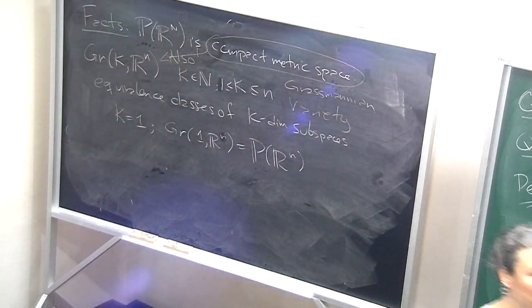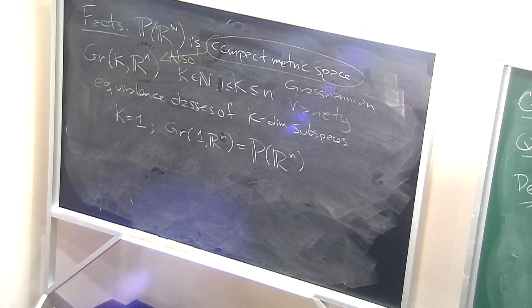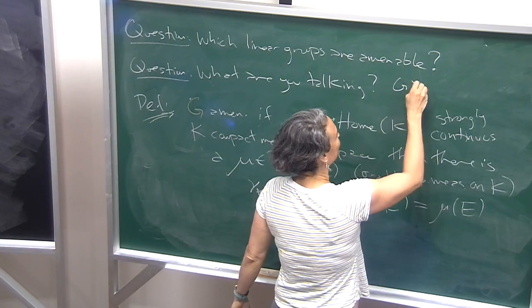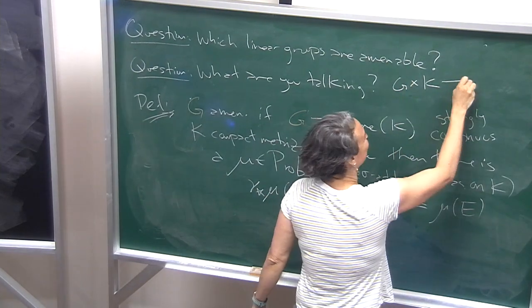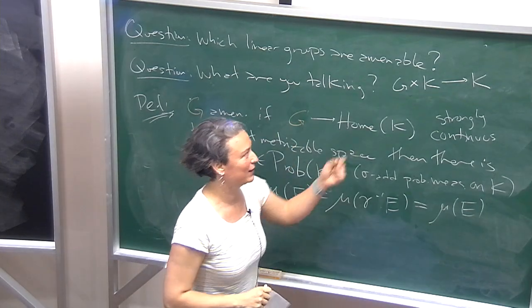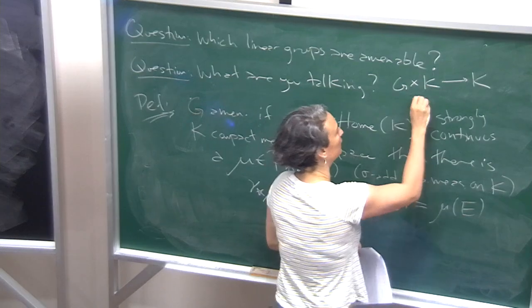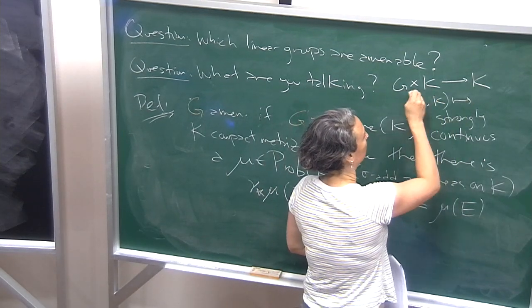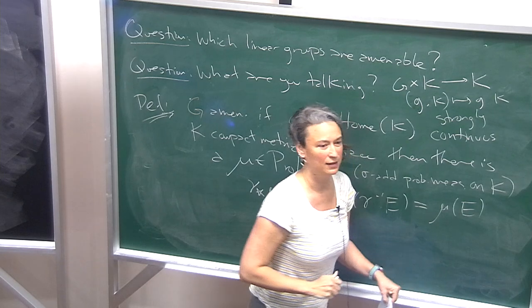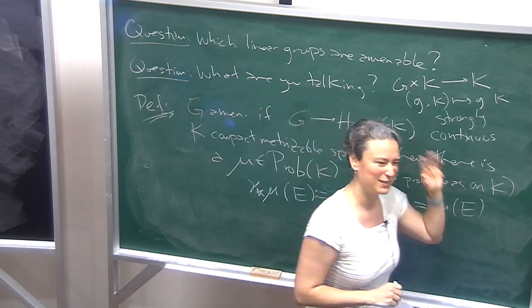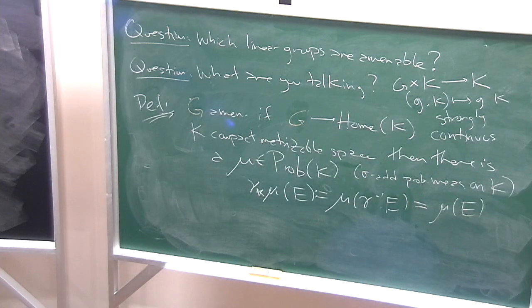And there's a question. So it means that I put the product topology on G cross K, and the orbit map (g, k) goes to gk is continuous. It's continuous. Okay, other questions? Okay, so did I answer your question?